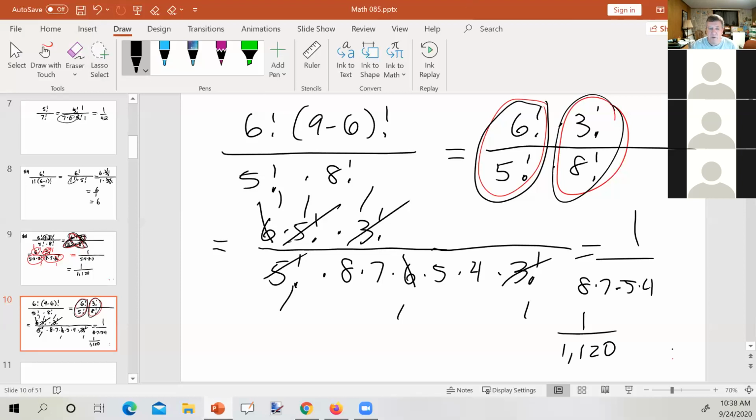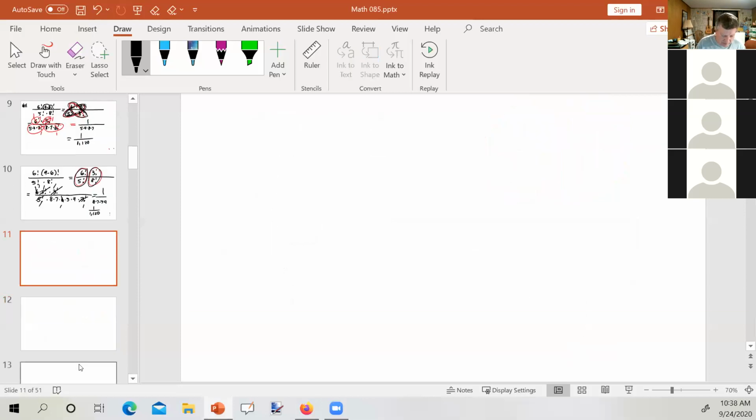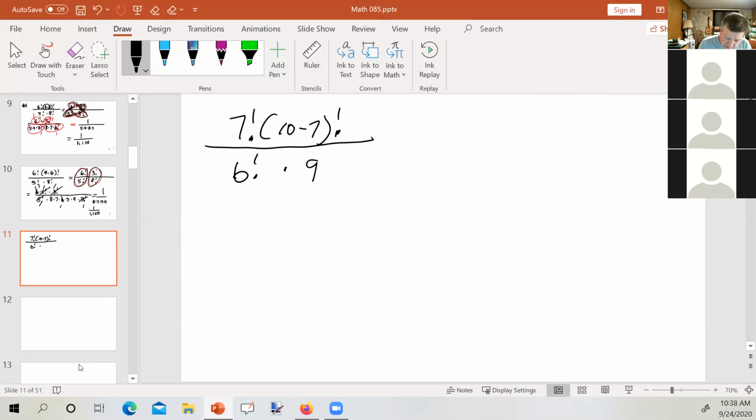Okay, now we're going to look at another example. I believe it's the same question, just somebody else's different numbers. And it looks like this. 7 factorial times 10 minus 7 factorial over 6 factorial times 9 factorial. So I believe this is probably another version of problem 11. Maybe not, but anyway. So this is 7 factorial over 10 minus 7 would be 3 factorial. And then 6 factorial times 9 factorial.